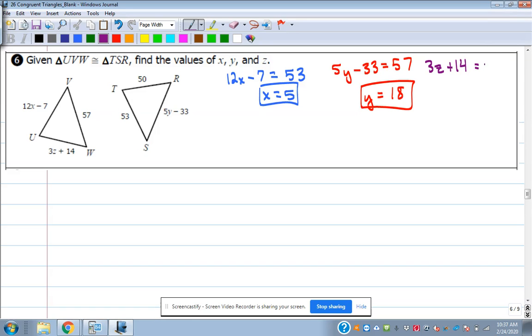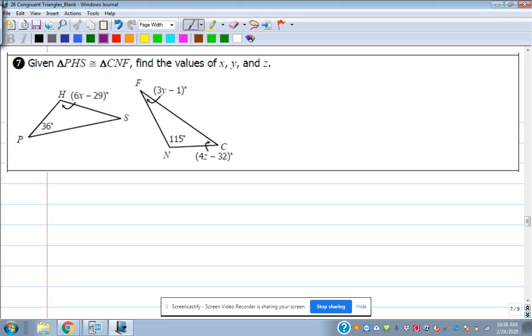That should be equal to 50, right? And z would be 12. Right? So good old algebra, setting them up, using our congruency statements to get there. Makes it a lot easier. Okay. So that one was dealing with the side lengths. Now let's do one that deals with angle measurements and finding x, y, and z again here.